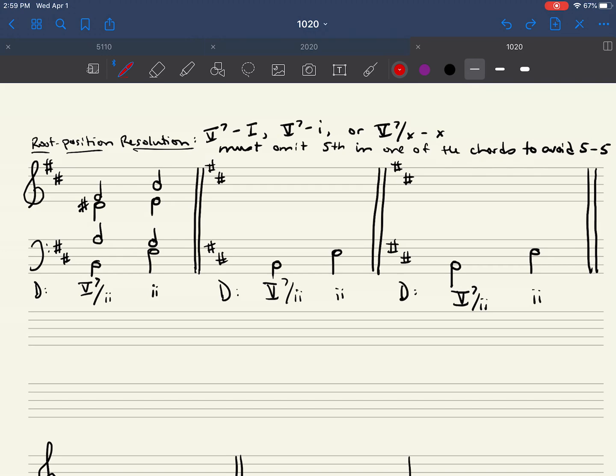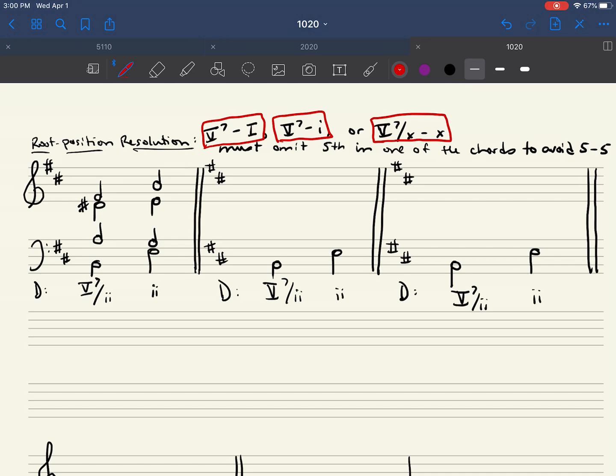This can happen in a primary key as 5/7 to 1 in major or minor, or it can happen as a secondary chord, the 5/7 of a secondary key X to that new temporary tonic X, so 5/7 of X to X.